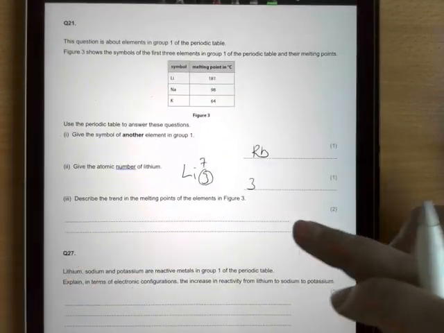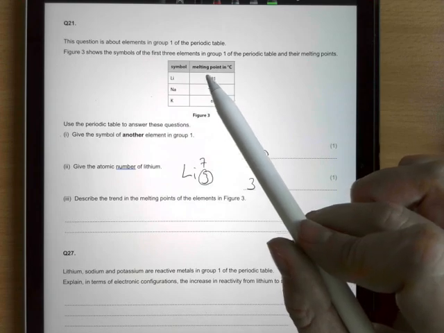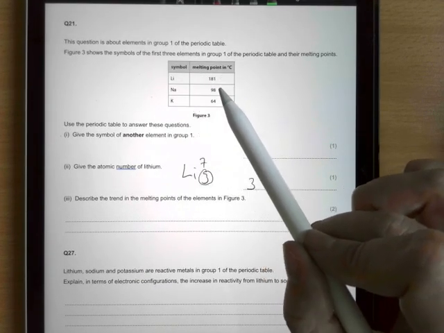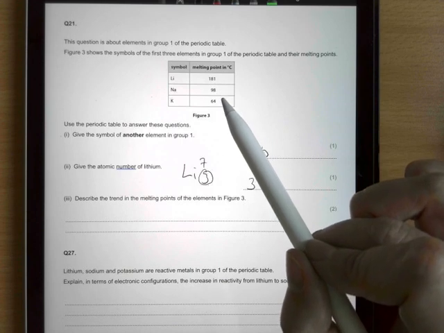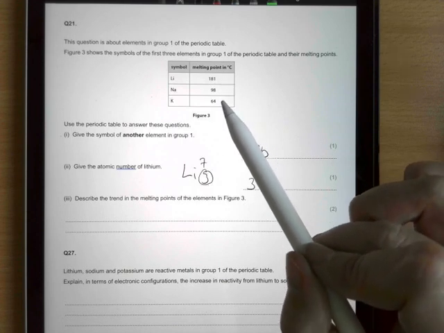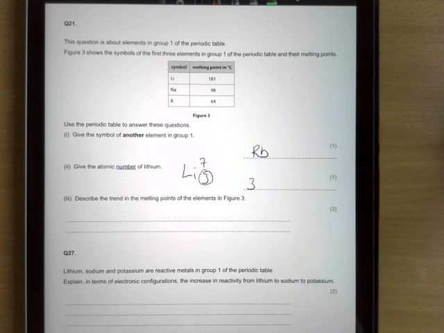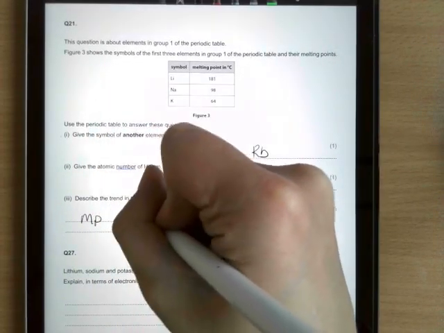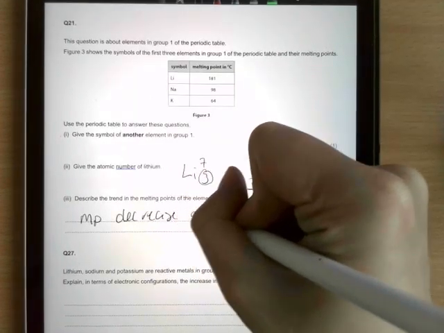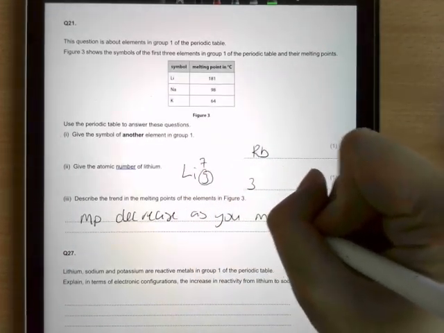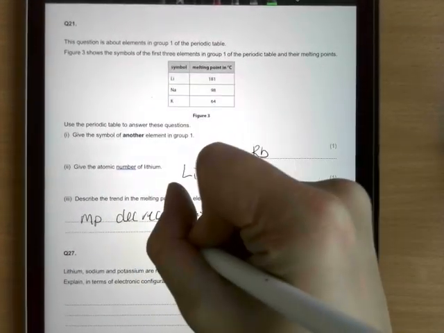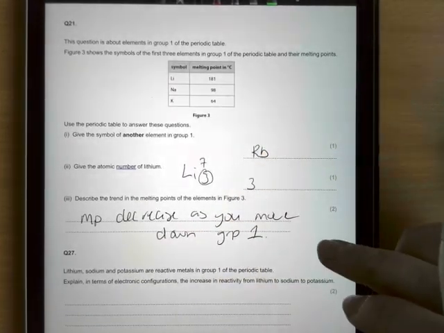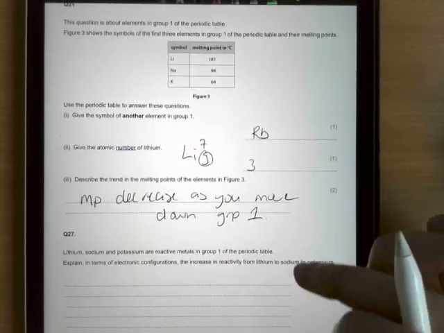Describe the trend. Okay, when you're describing a trend, you need to give me the direction of the trend. So I can see that melting points are getting smaller, but you have to say the direction. So they're getting smaller as you move down the group. All right, so you're going to write melting points decrease as you move down group 1. If you just said melting points decrease, you don't get the mark because you haven't given me the direction.